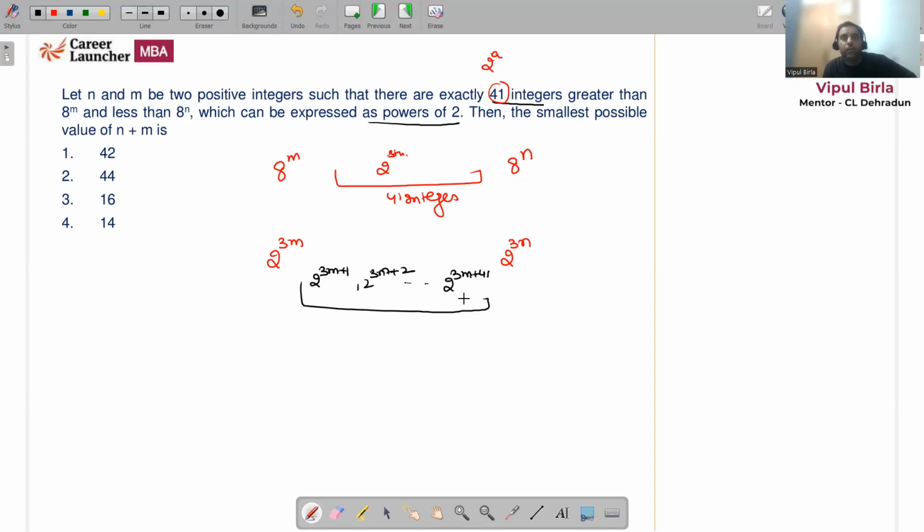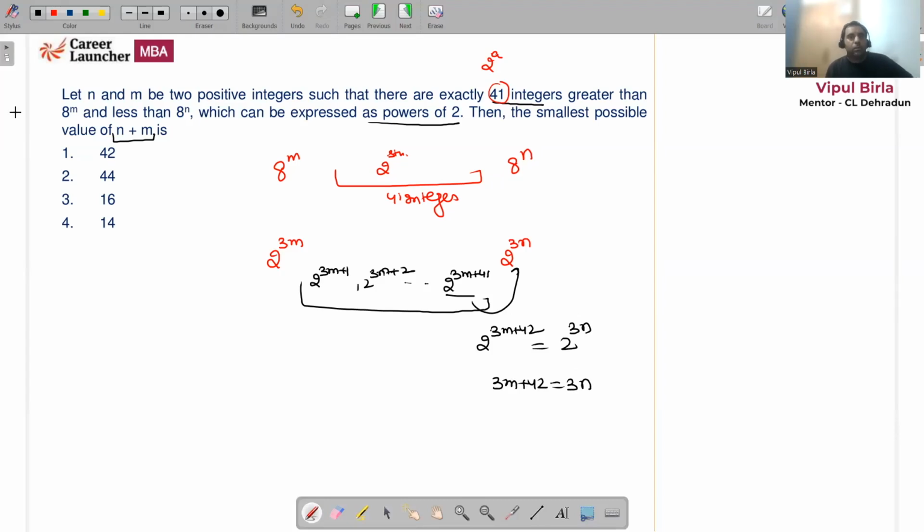So now we are looking out for the minimum possible value of n plus m. So we want n to be minimum, m to be minimum. Therefore, what I want is nothing but the next number post this, 2 to the power 3m plus 41, should be this. Hence we can say 2 to the power 3m plus 42, which is the next number to this, should be equal to 2 to the power 3n. Or I end up getting 3m plus 42 equals 3n.